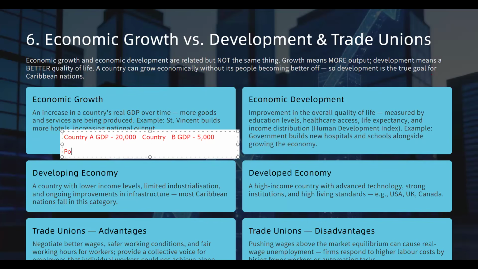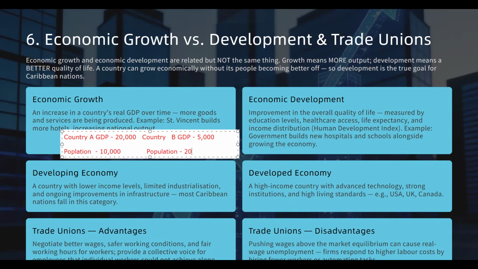Let's say country A now has a population of 10,000. Country B has a population of 20 people. Who do you think is living nicer? The 10,000 that have to share 20,000 in GDP, or the 20 people that share 5,000 in GDP?